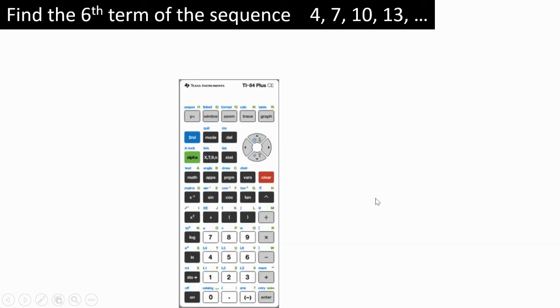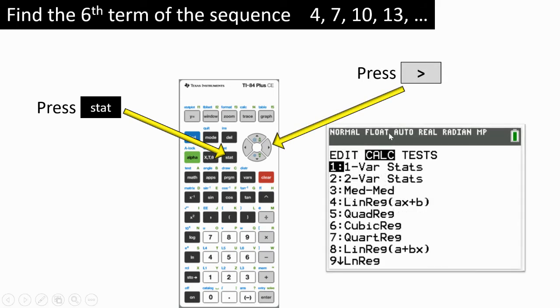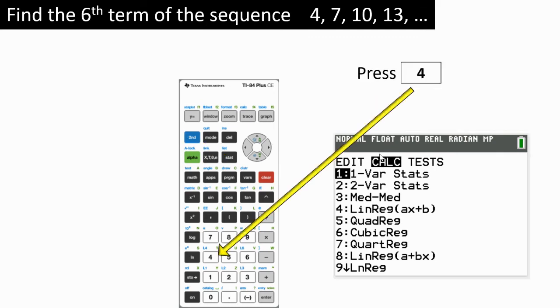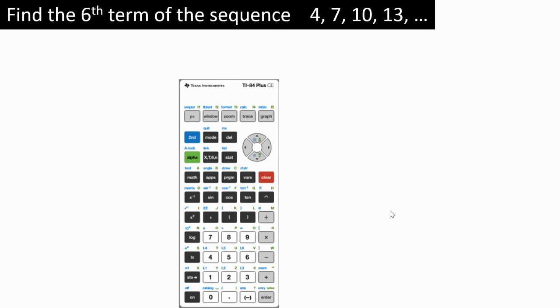All right, now, then you press stat again. Then you press the right arrow key because we want to get to this calculate menu. Then you're going to press number 4. That's a linear regression. You see number 4 right here. It's a linear regression. We're doing linear equations. So that's why you're choosing that one. And then you're just going to press enter 3 times.